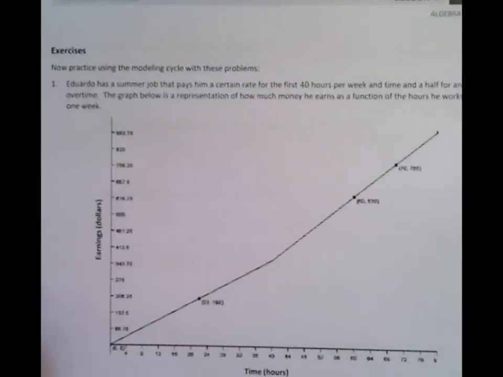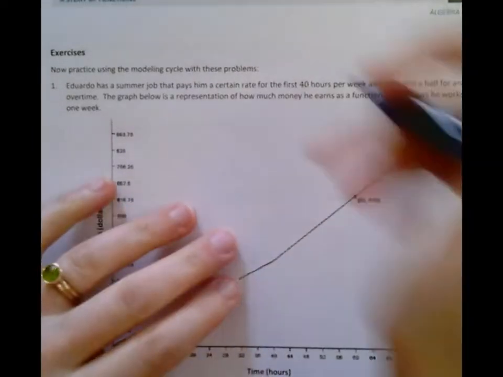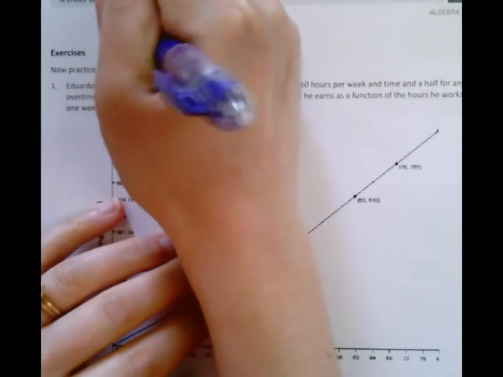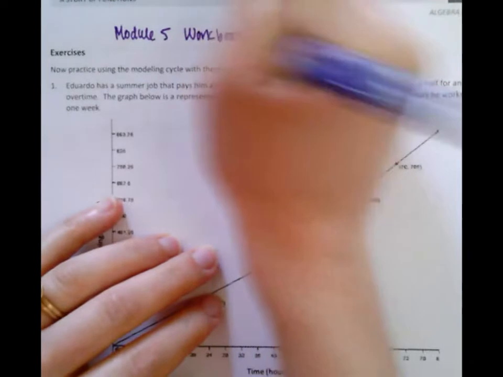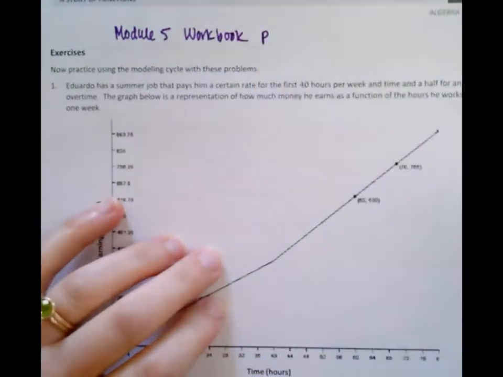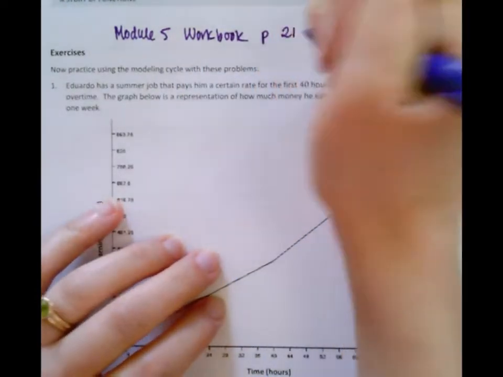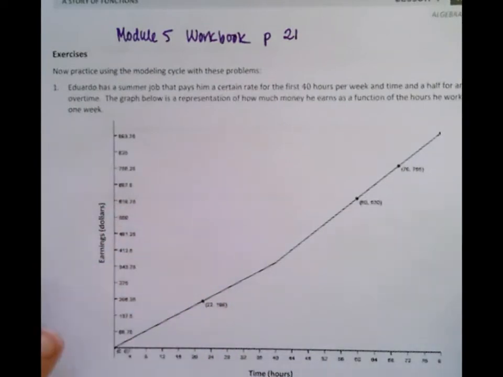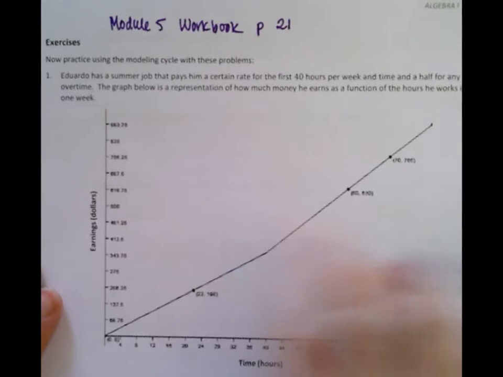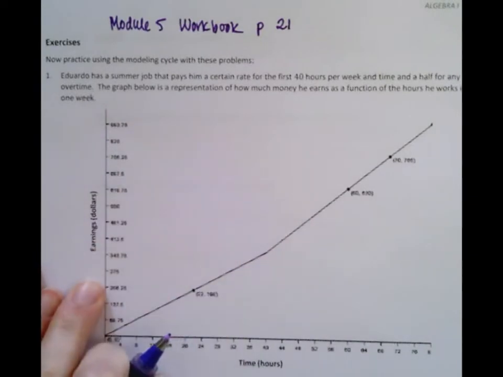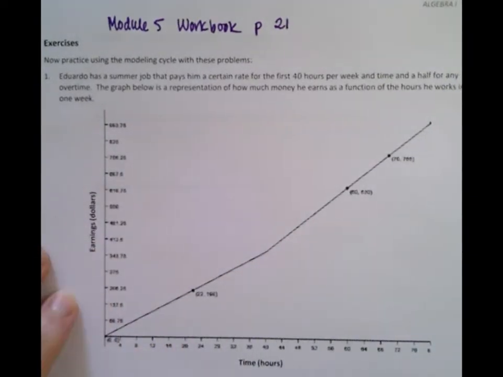Hi Algebra 1 students. This video is going to be in your workbooks today. So this is the Module 5 workbook, page 21. If you turn to page 21 in the Module 5 section of your workbook, you should see this same exercise at the top of the page. And I'm going to walk you through each part of it.